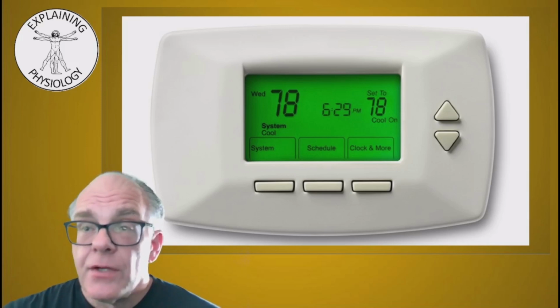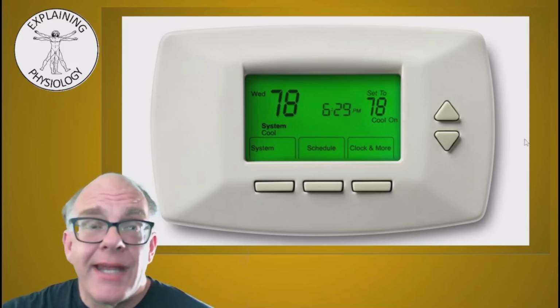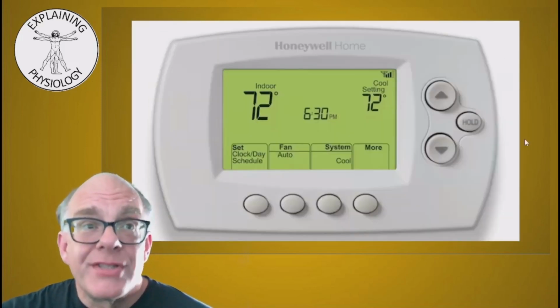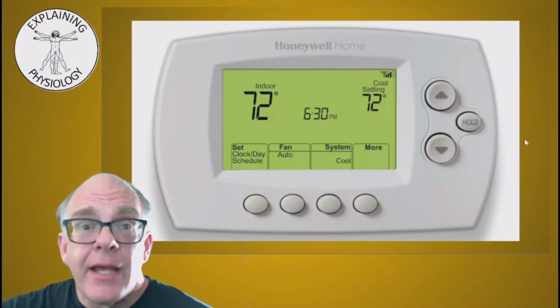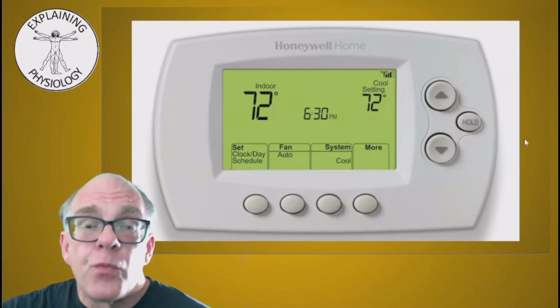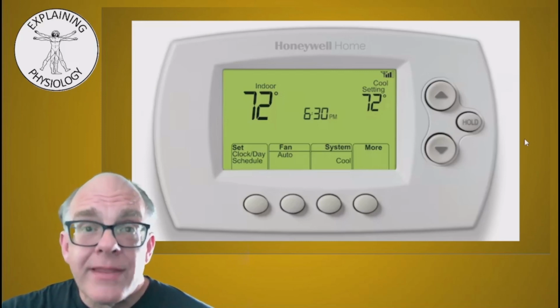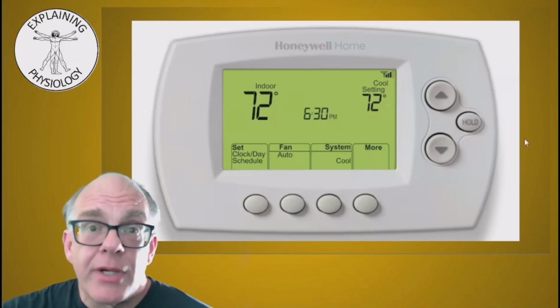So in this case, whether or not we've got the temperature set at 78 or 72, we've still got homeostasis occurring, resulting in oscillation of the temperature around that set point. The only thing that's changed is that set point.